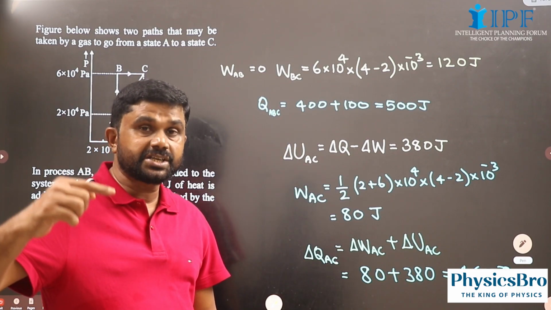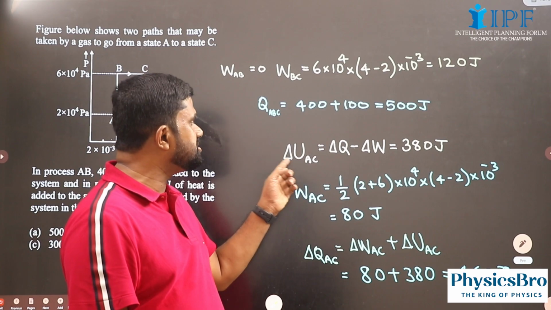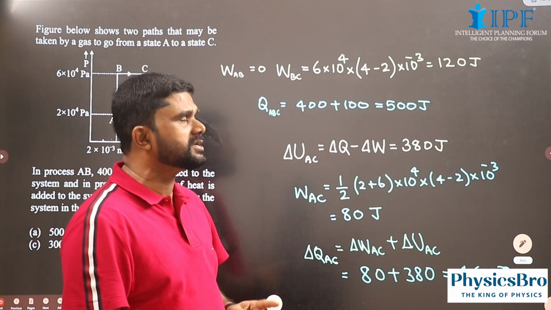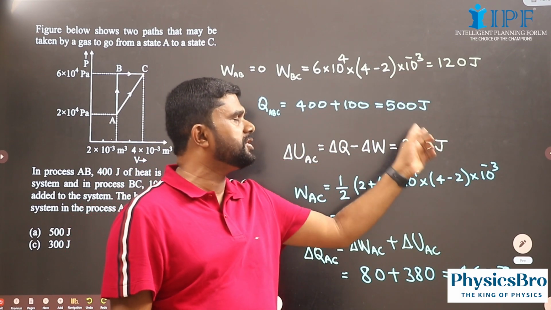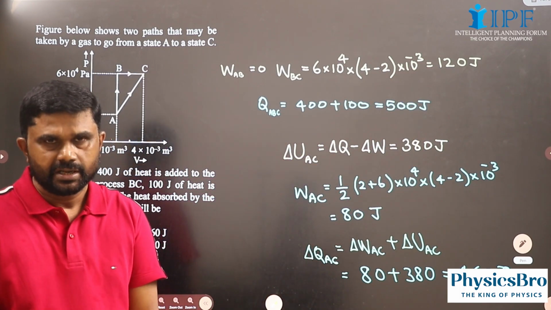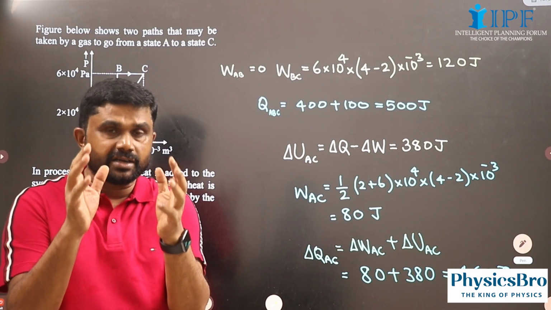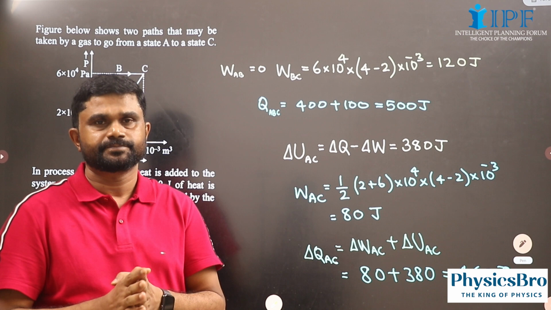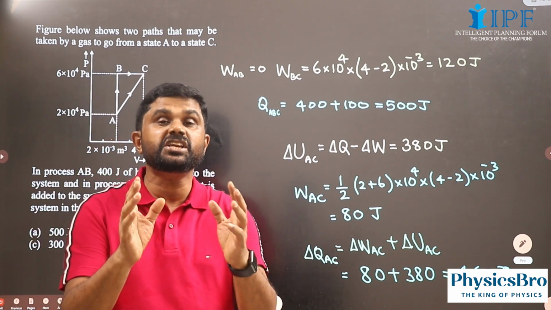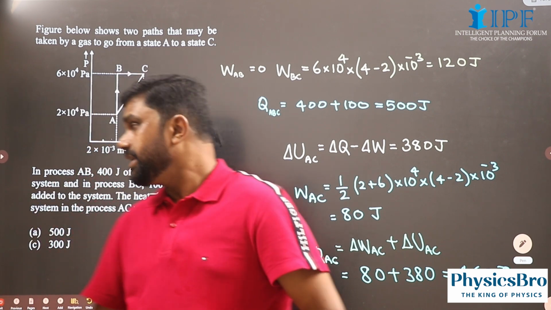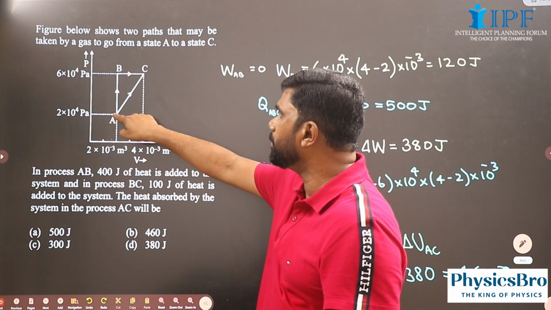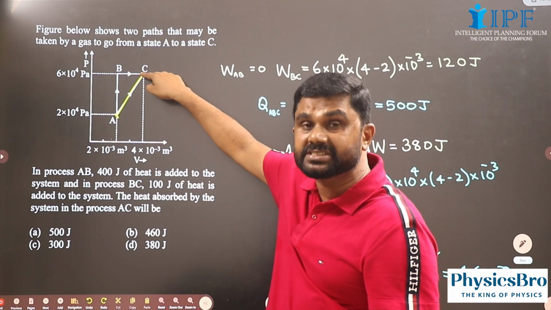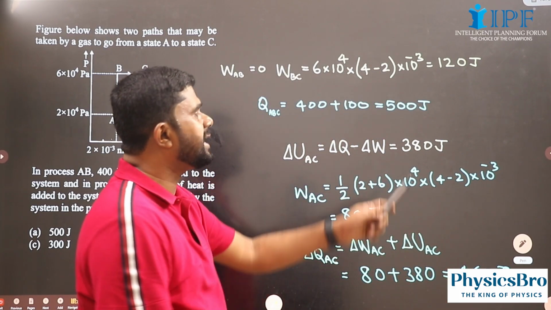So when the system is taken from A to C, the change in internal energy delta U_AC is equal to delta Q minus delta W. So 500 minus 120, that is 380 joule. As internal energy is a state function, when the system is taken between two given states, the change in internal energy will be independent of the path followed. So if we take the system directly from A to C, then also the change in internal energy will be the same as before, that is 380 joule.